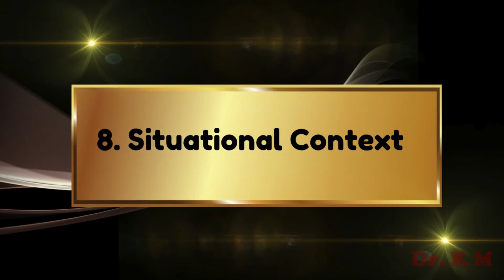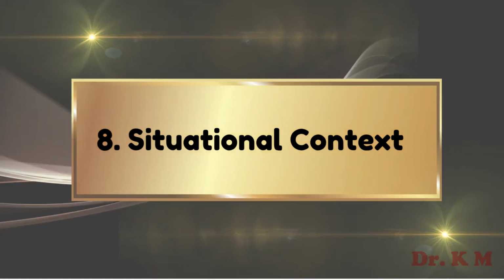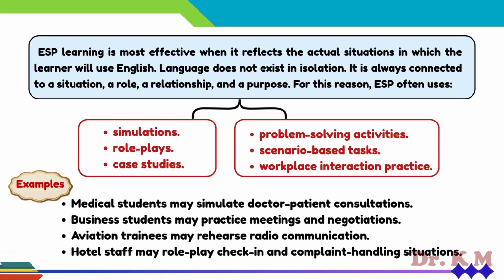8. Situational context. ESP learning is most effective when it reflects the actual situations in which the learner will use English. Language does not exist in isolation. It is always connected to a situation, a role, a relationship, and a purpose. For this reason, ESP often uses simulations, role-plays, case studies, problem-solving activities, scenario-based tasks, and workplace interaction practice.